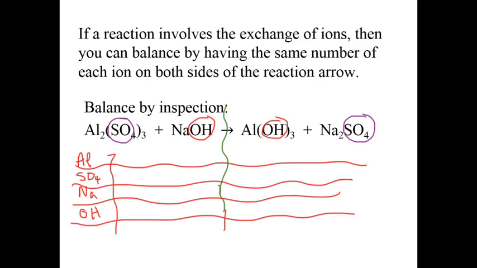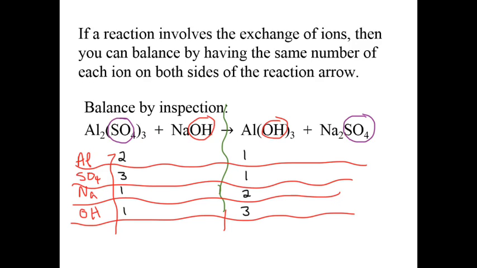Okay, so starting out, it looks like I have 2 aluminums, 3 SO4s, or 3 sulfates, 1 sodium, and one OH minus, or hydroxide group, on the reactant side. On the product side, I have one aluminum, one sulfate, two sodiums, and three OH minuses, or hydroxides, OHs.